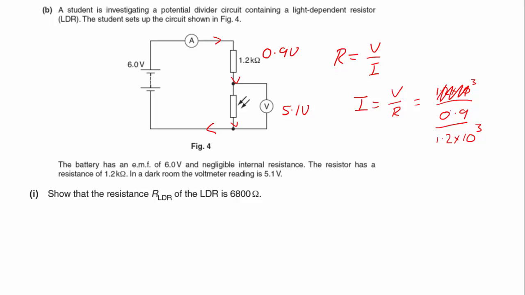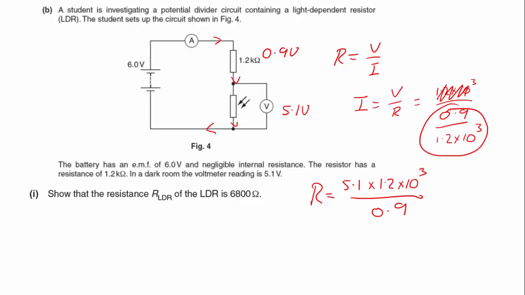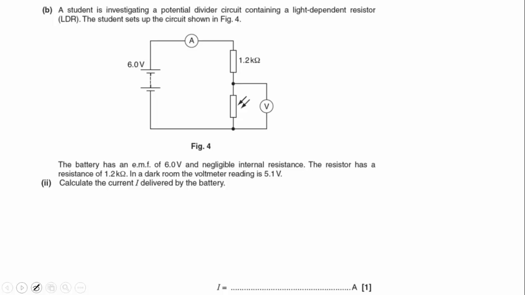Now I know the current and I know the potential difference here, so therefore the resistance of the LDR is going to be 5.1, potential difference across it, divided by the current, which will be 0.9 over 1.2 times 10 to the 3, and that should come out as being exactly 6,800 ohms. That's part one. Now on to part two.